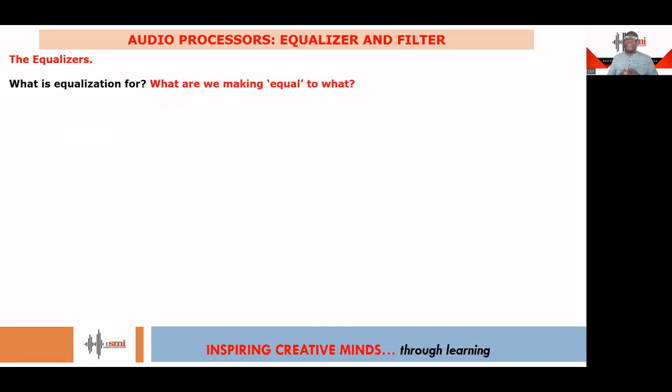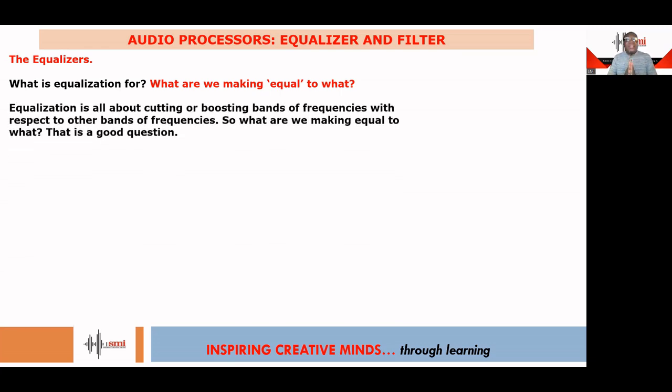Now, when we talk of an equalizer, it is a unit, it is a device. Then equalization is a process. So what is equalization for? What are we making equal to what? When you talk of equalization, something needs to be equal to something. Listen, equalization is about cutting and boosting bands of frequencies with respect to other bands of frequencies.